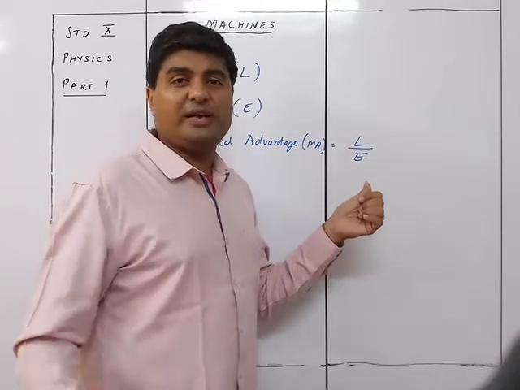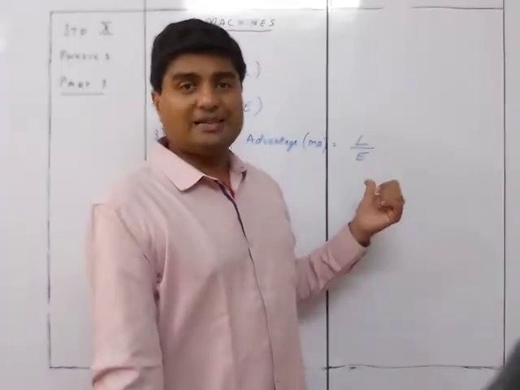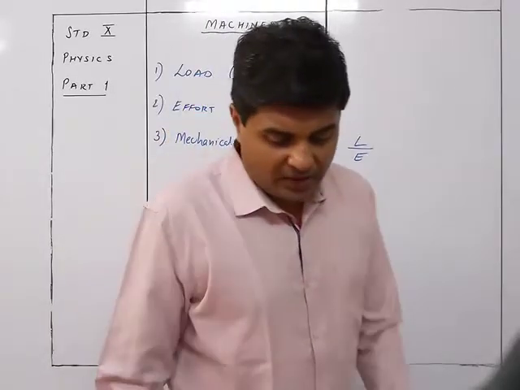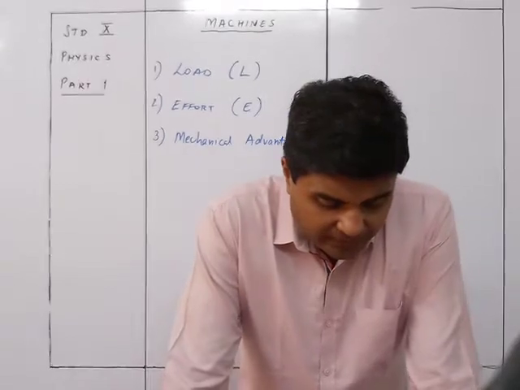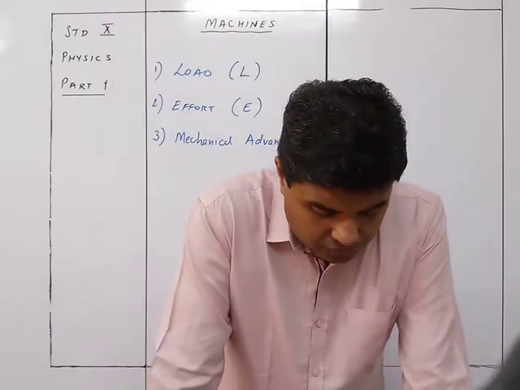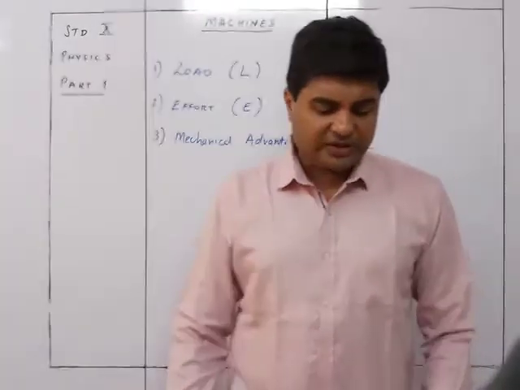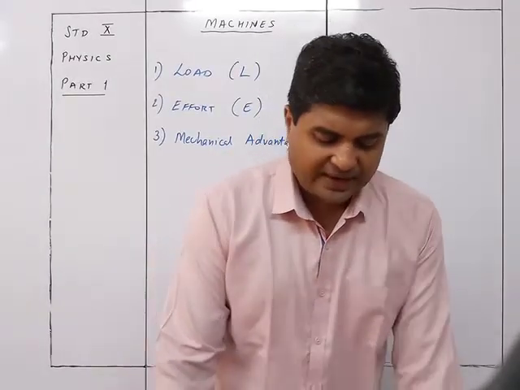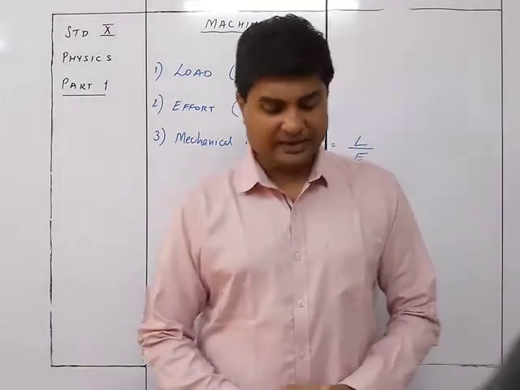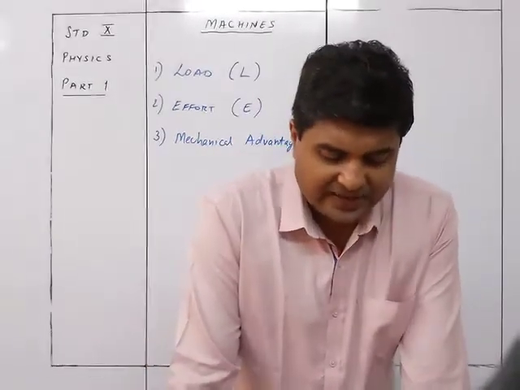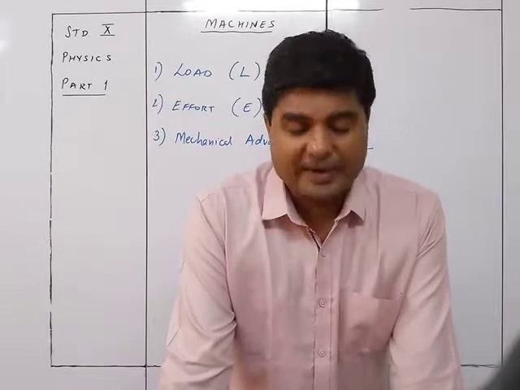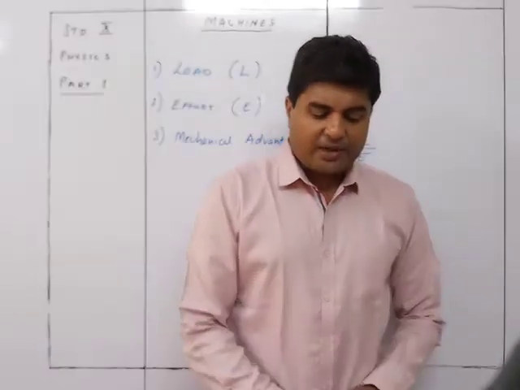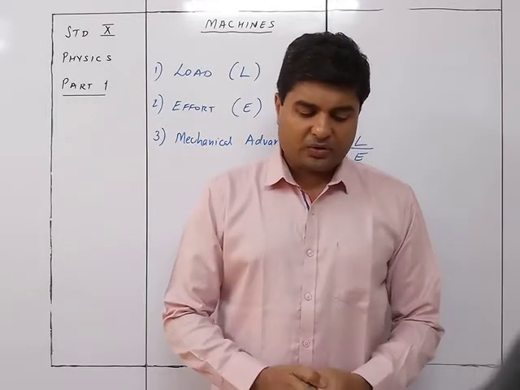So if the machine is having the effort less than the load, then we can say it is a force multiplier. So that's why, if it is greater than one, I'll read it again. While using a machine to overcome a certain load, if the effort needed is less than the load, the machine has the mechanical advantage greater than 1. While if it needs an effort greater than the load, it has a mechanical advantage less than 1. A machine has a mechanical advantage equal to 1 if the effort needed is equal to the load.